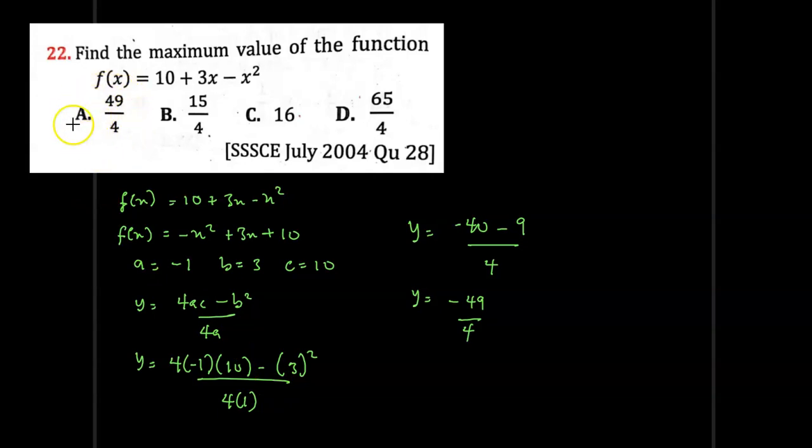Unfortunately, they have it as a positive number, but it's supposed to be -49 on 4. For that year, I believe that was a bonus mark for them. That's a bonus mark. So that is it.